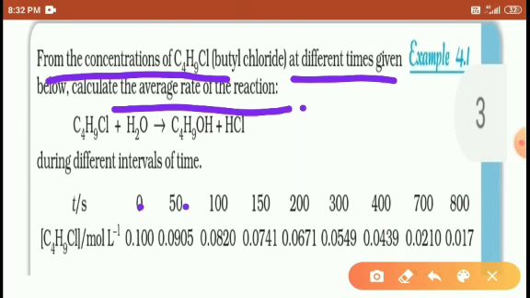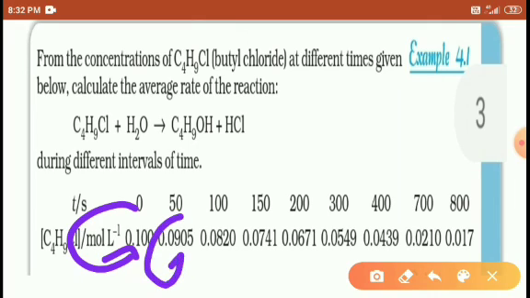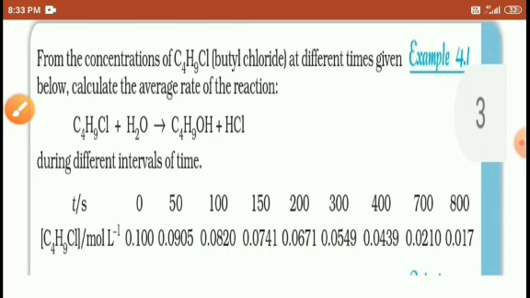The times 0, 50, 100, 150 are mentioned here with the changing concentration, right, students? The concentration at time 0 is 0.1; at time 50, it becomes 0.0905; at time 100, 0.0820; at time 150, 0.0741; at time 200, 0.0671; at time 300, 0.0549; at time 400, 0.0439; at time 700, 0.0210; at 800, 0.010. So concentration goes on decreasing here, right?